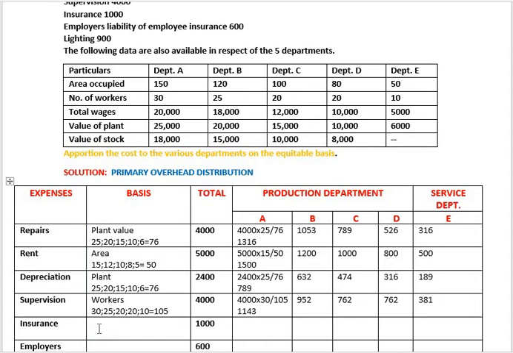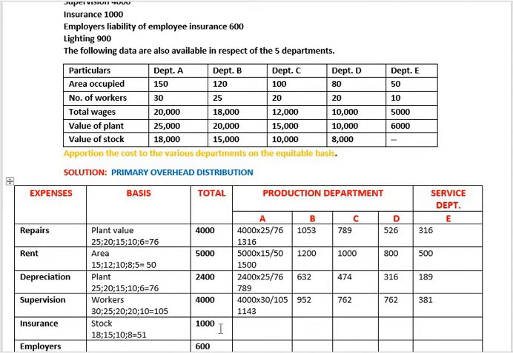So what is the ratio of stock? 18,000 is to 15,000 is to 10,000 is to 8,000. You can simplify this. If you cannot, you can keep the same values. So 18 is to 15 is to 10 is to 8. Okay, so total you will get 51. So now distribute this amount.